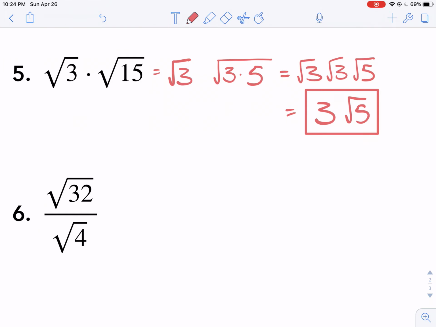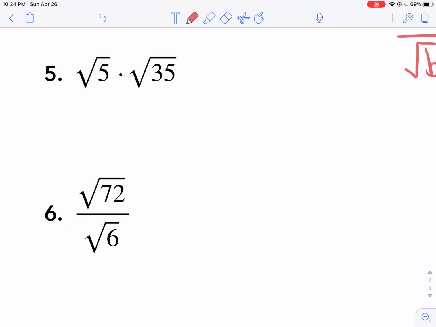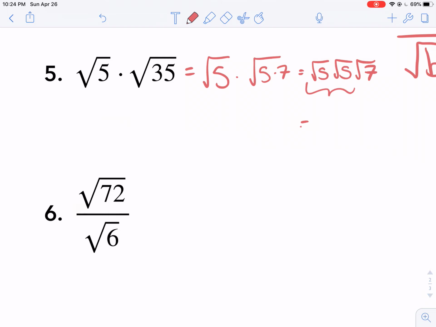Next. Let's do a very, very similar one. So here again, we could multiply 5 times 35 together and get 100 something, or we can just split it up right away. So okay, that's the same thing as the square root of 5 times the square root of 5 times 7, which is the square root of 5 times the square root of 5 times the square root of 7, and then the square root of 5 times the square root of 5 is just 5, times the square root of 7.